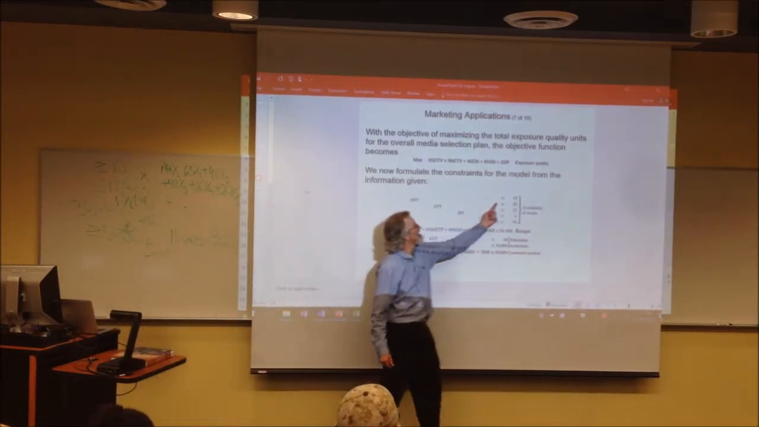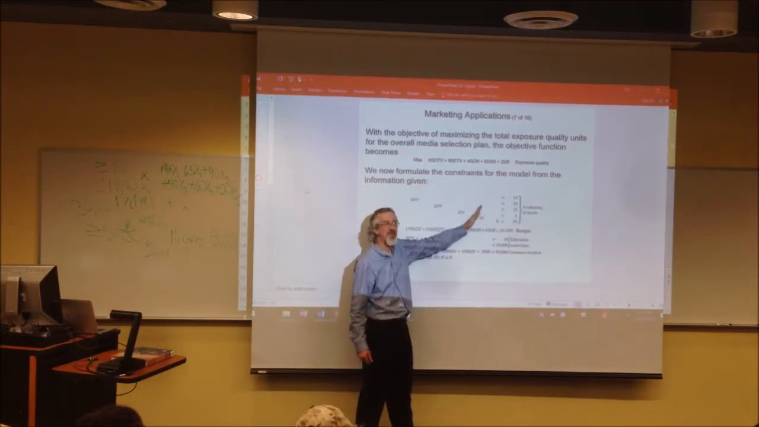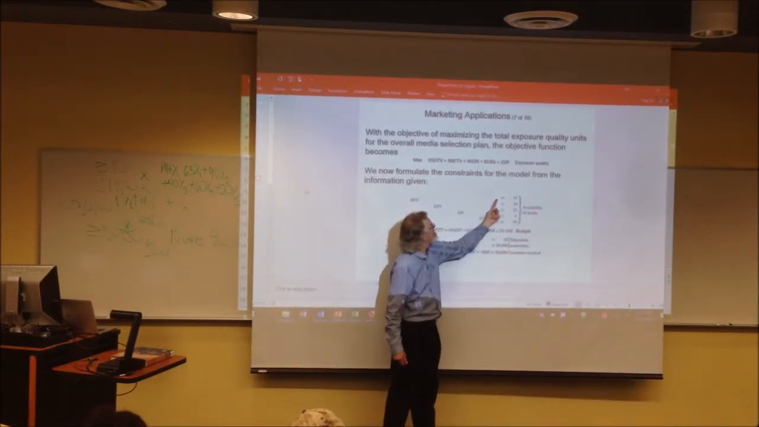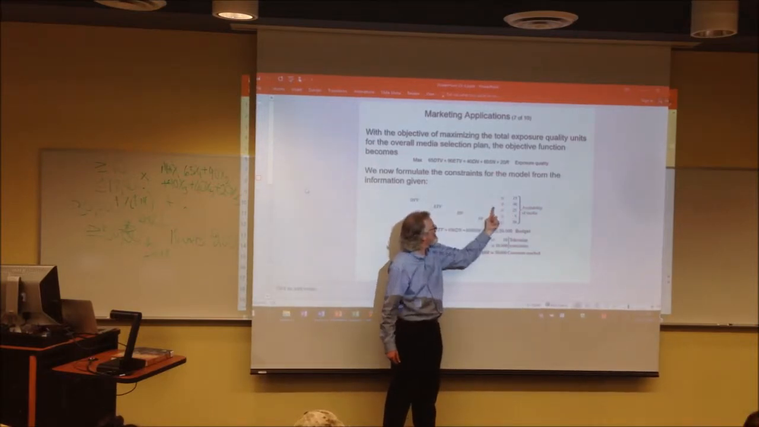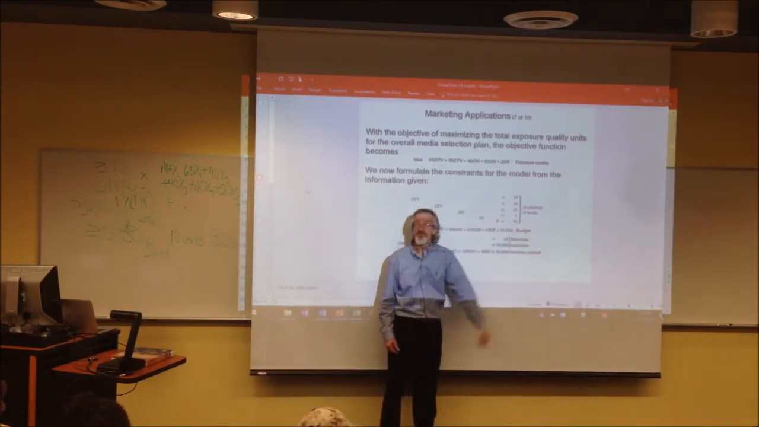Daytime TV has to be less than or equal to 15. Now, I know these are spread out to try and keep the variables in place. Daytime TV less than or equal to 15 right here. Evening TV less than or equal to 10. Daily newspaper less than or equal to Sunday newspaper, radio.